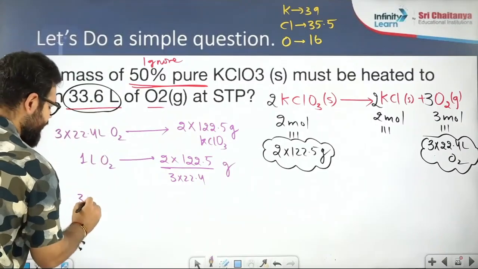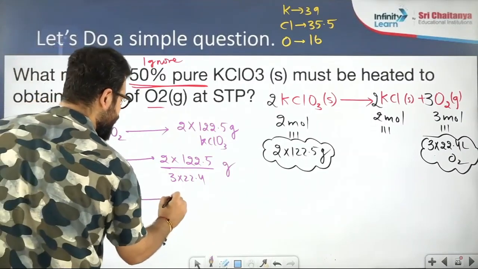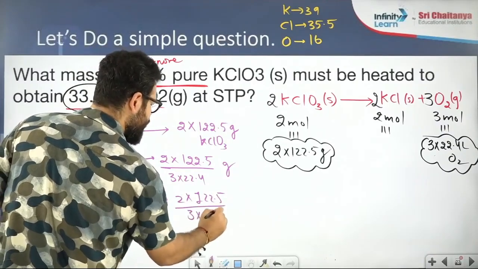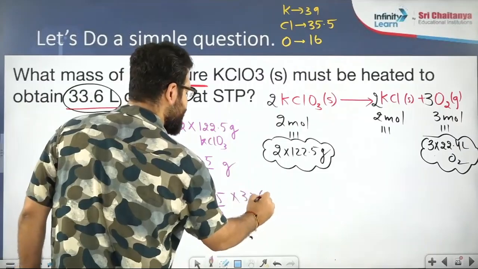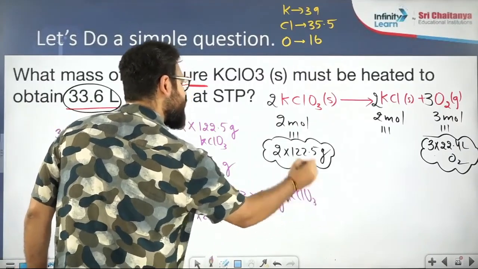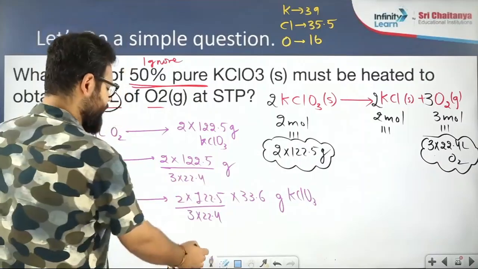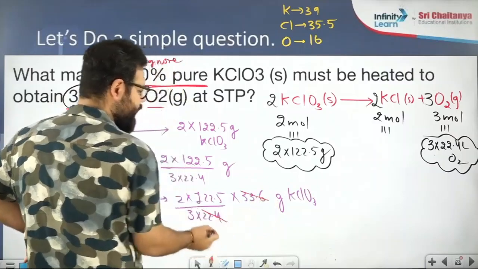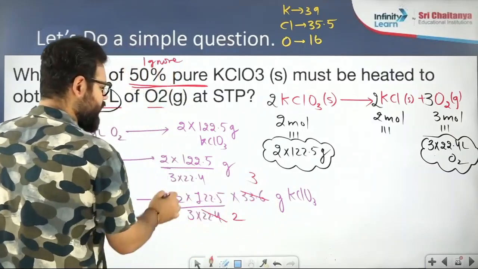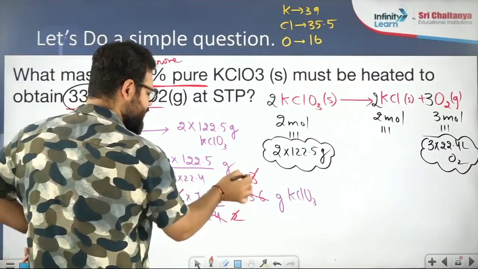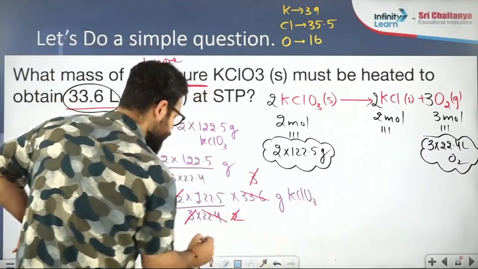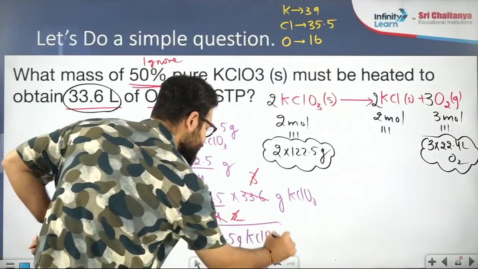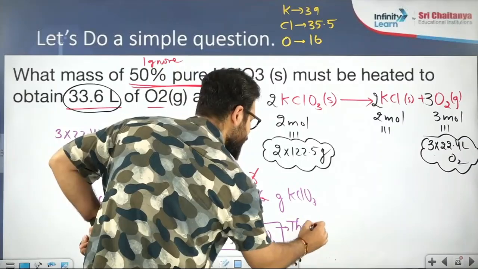So 33.6 liter oxygen should come from this value multiplied by 33.6, these many grams KClO3. This is not the answer, it is the theoretical answer. So what is the theoretical answer? Let us find out. 22.4 is on the table of 11, it will go at 2, it will go at 3. 2 and 2 cancel out, 3 and 3 cancel out. 122.5 gram KClO3. But this is not our answer. This is theoretical.